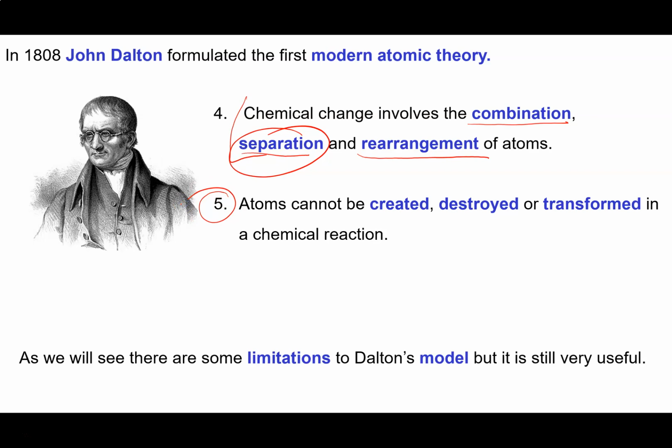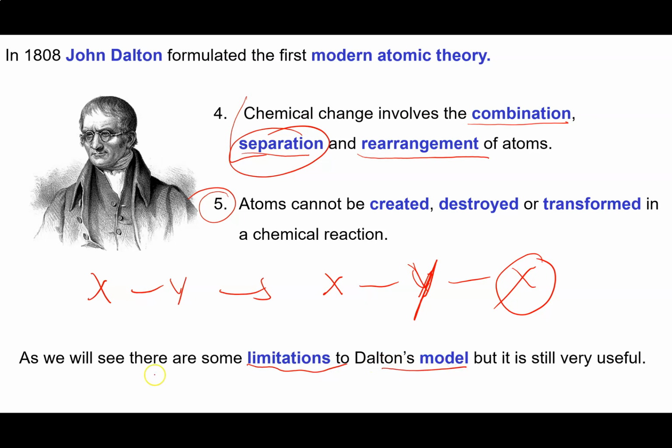So that comes in with his 5th point. He says that atoms cannot be created, destroyed, or transformed in a chemical reaction. So we can't go like that, because that would mean that this X here got destroyed, right? We also can't do that, because that would mean that this Y here got turned into an X, right? And we also can't do something like that, because that's a Y in there, and we've made an extra X out of nothing. We can't do that, right? Now, there are some limitations to Dalton's model, and we're going to see that when we learn a little about isotopes, but it's still really, really useful, and it's still central to our thinking in chemistry.